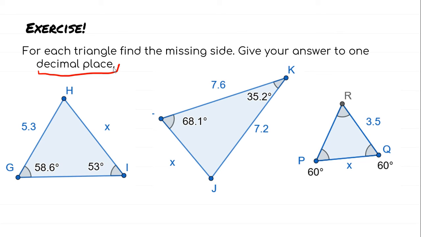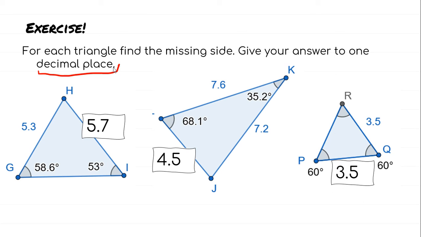Okay, so last chance to pause in case you haven't already. Okay, here are the answers. 5.7 for the first one, 4.5 for the second one. Again, this is rounded to one decimal place. And 3.5 for the third one.